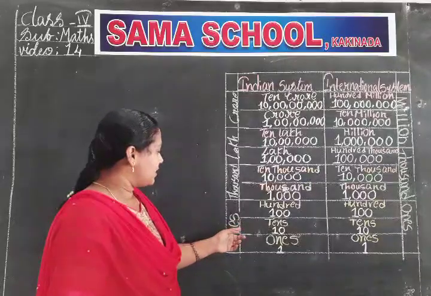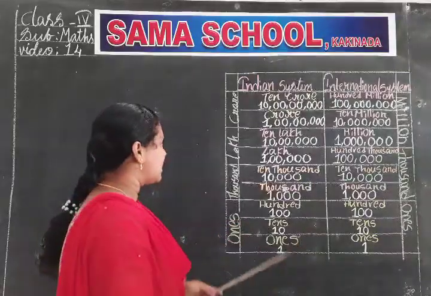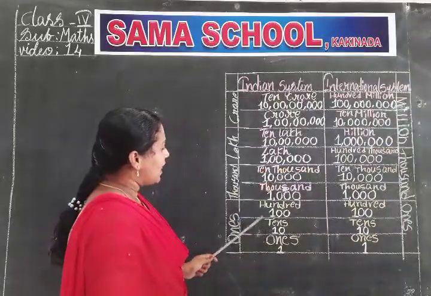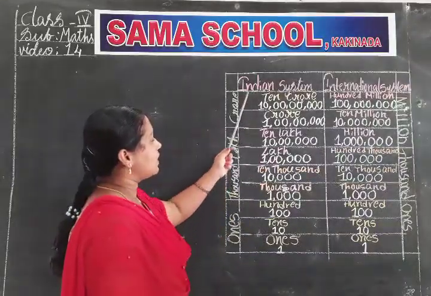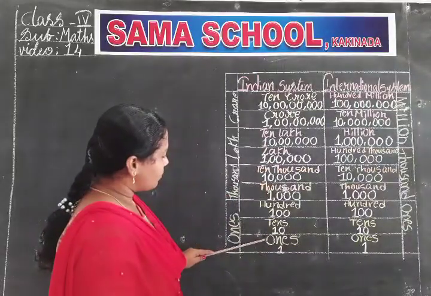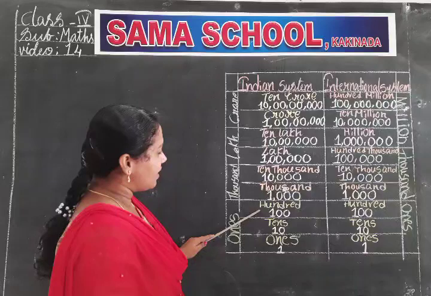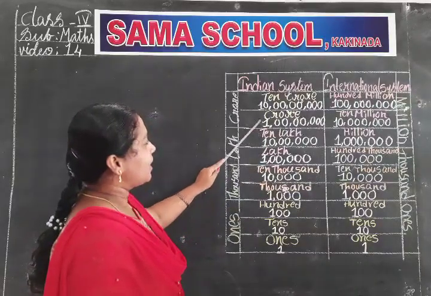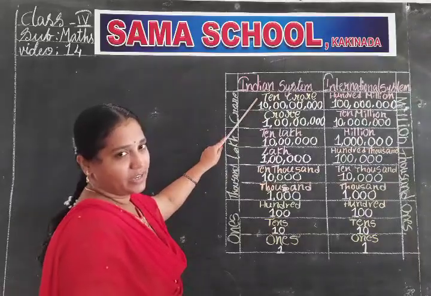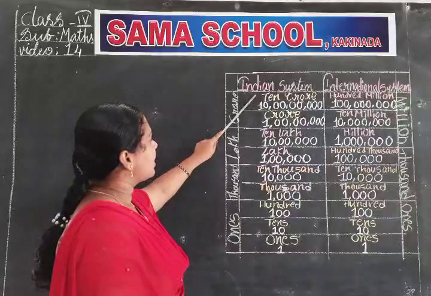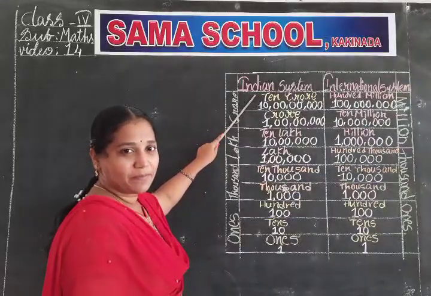Is it true? Say yes or no? Yes. See, in the Indian system, how many places are there? Totally 9 places are there. What are those? These are ones, tens, hundred, thousand, 10,000, lakh, 10 lakh, crore, and 10 crore. These are the 9 places that come under the Indian system.